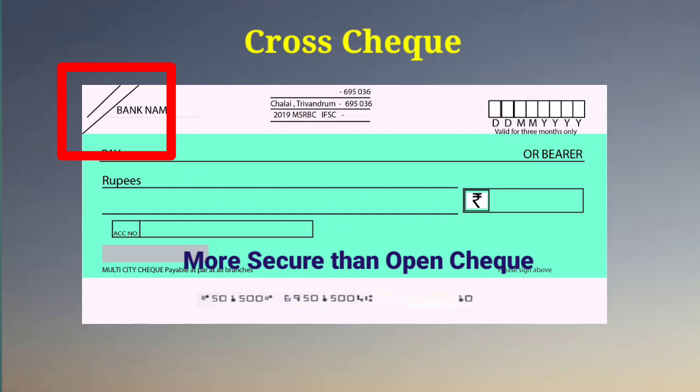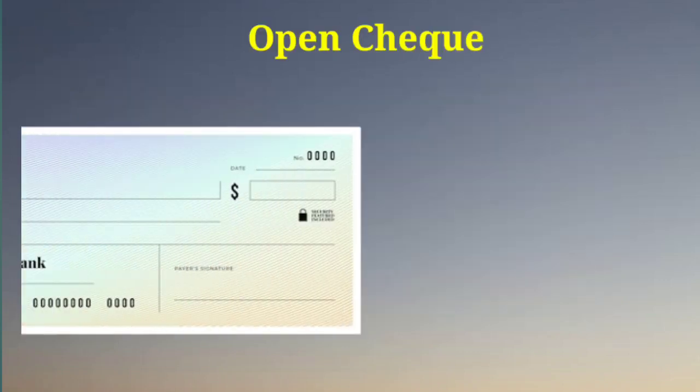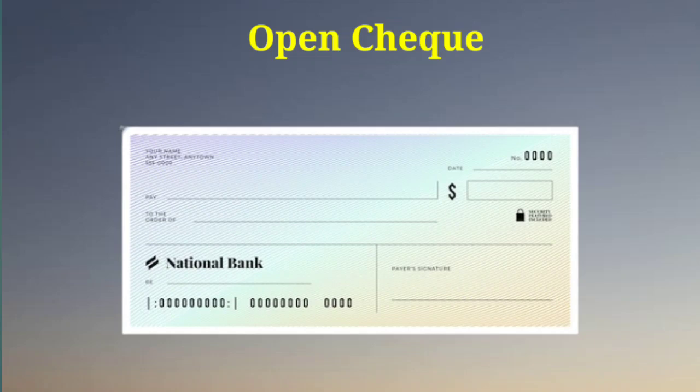In some countries, banks may allow depositing of checks in other banks with the same clearing network. Fourth type is an open check. An open check is a type of check that can be cashed or deposited by anyone who has possession of it. Unlike cross checks, open checks do not have any special marking and do not indicate the account to which the funds should be credited.